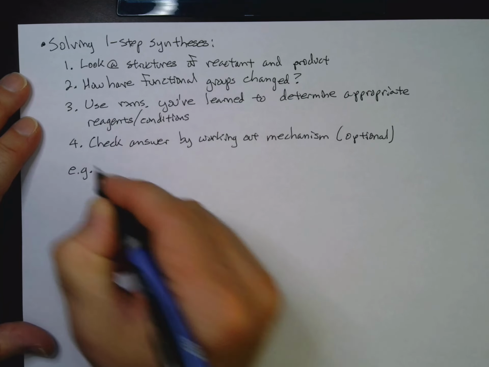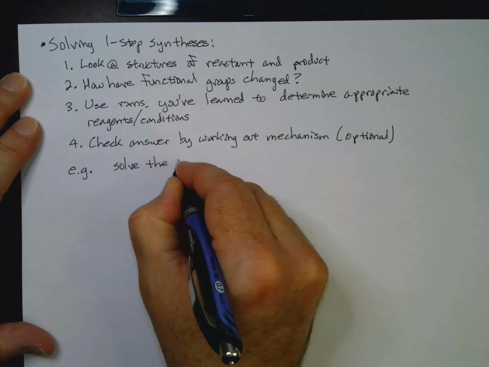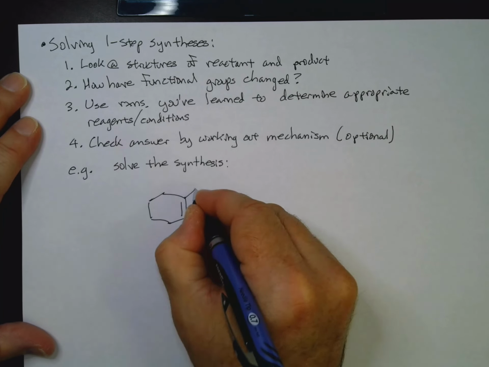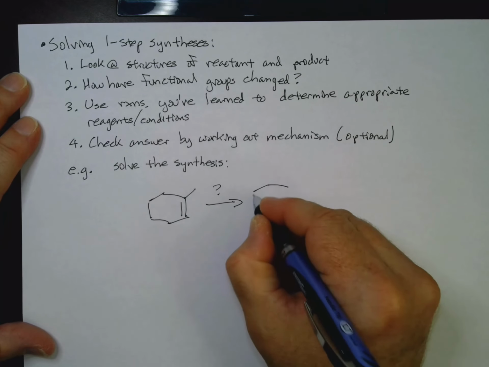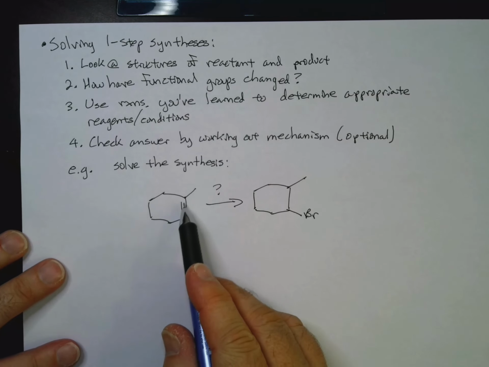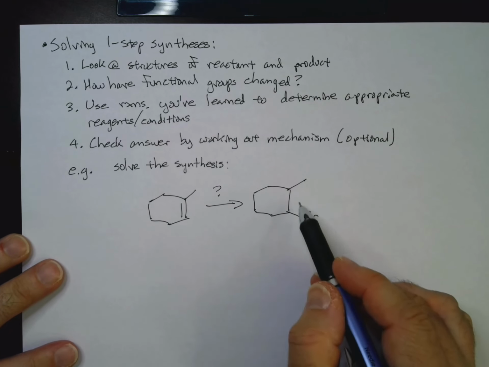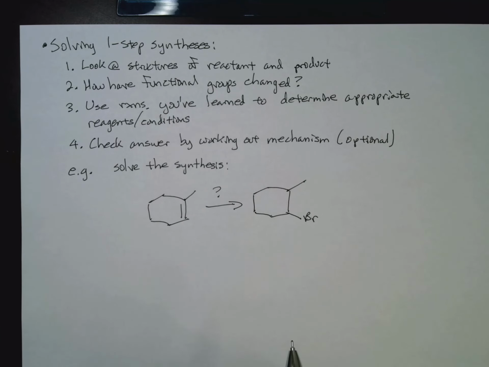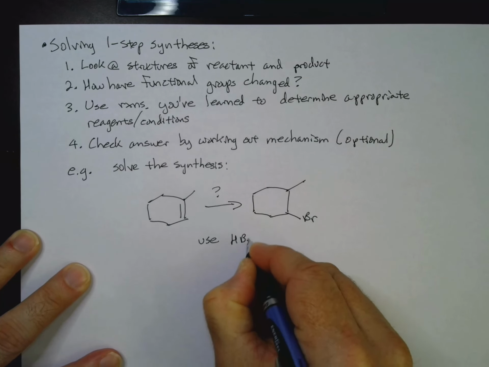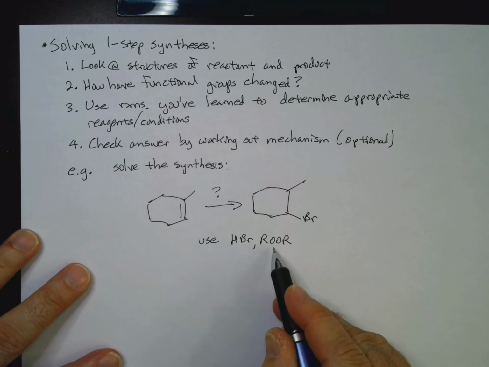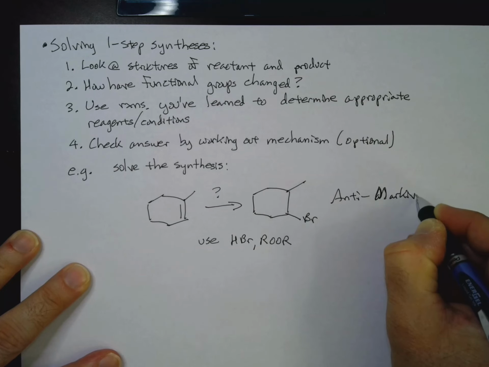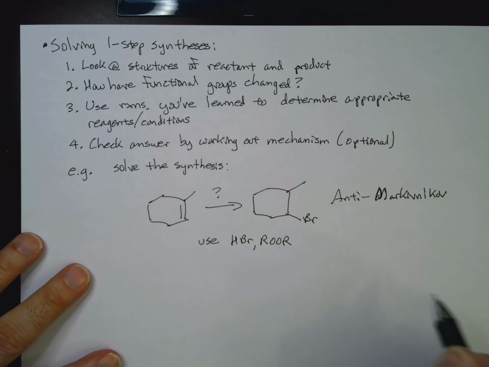Again, another example here. How would we turn 1-methyl cyclohexene into 1-bromo-2-methyl cyclohexane? Now, we do have a reagent that would do this, so we will use HBr and ROOR. We'll use our peroxides because that's going to be anti-Markovnikov.